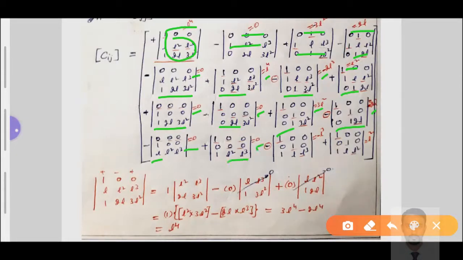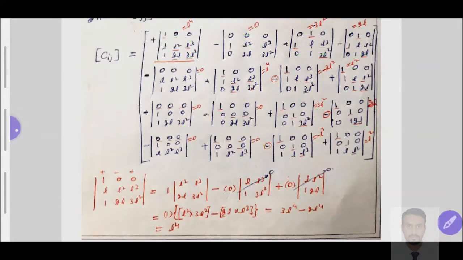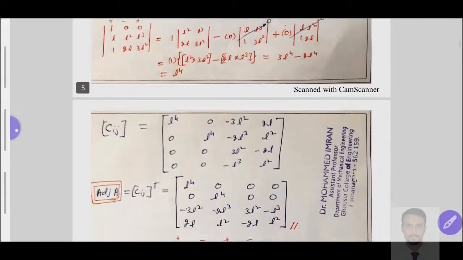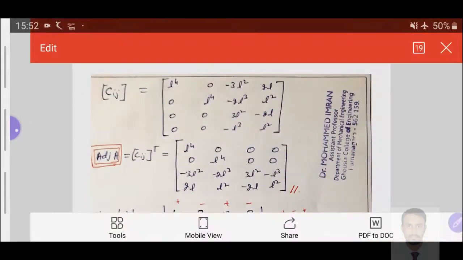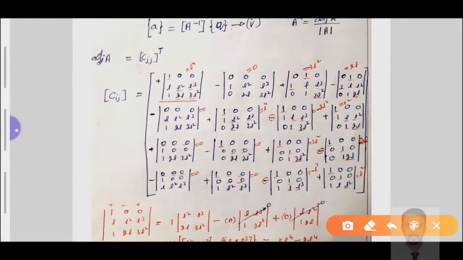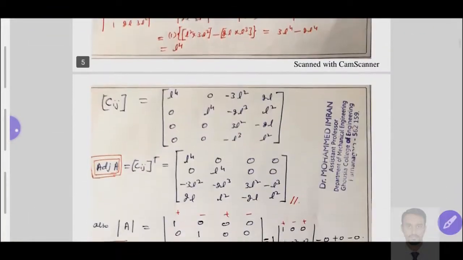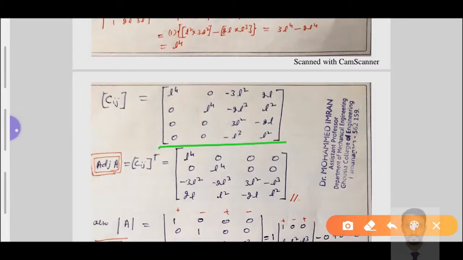This determinant is equal to 0. This determinant is equal to minus L cube. Then this one is equal to minus L square. All the values I have written here after calculating. Then, with the same values, you copy them and rearrange that matrix. You will get a Cij matrix. That matrix transpose is equal to the adjoint matrix.